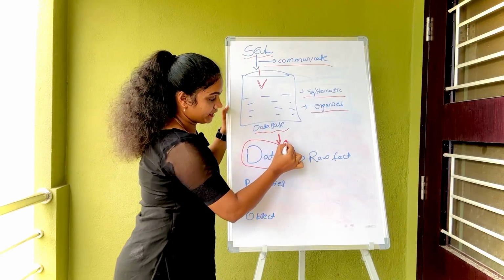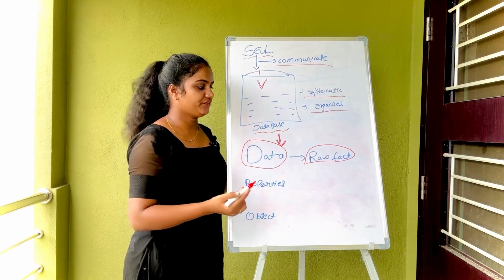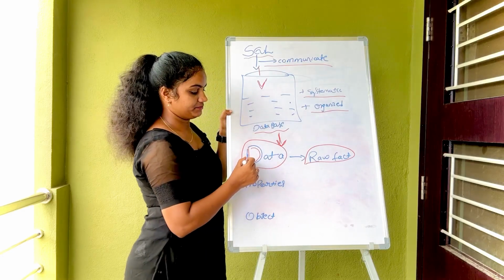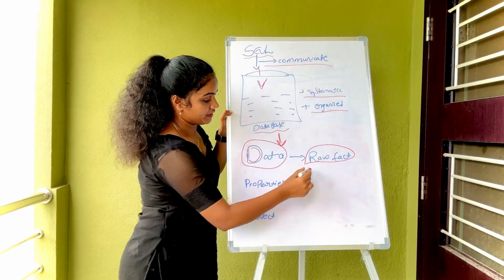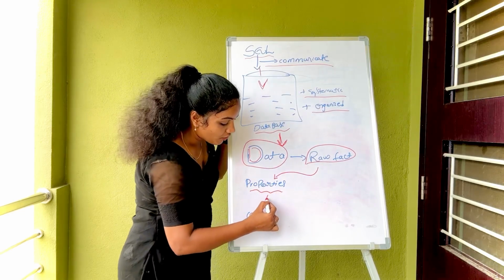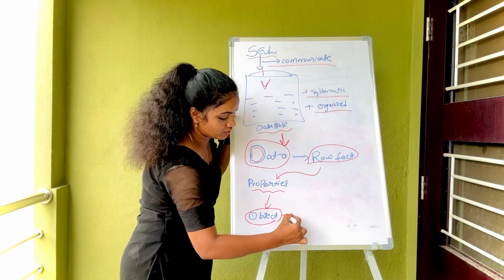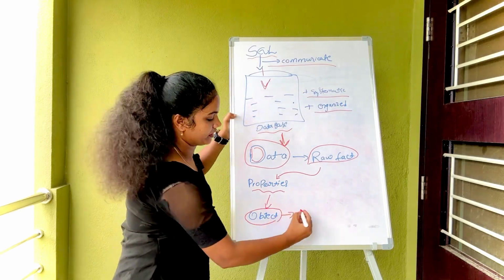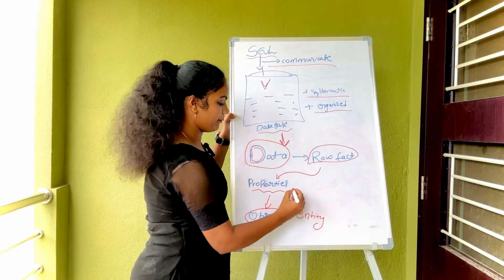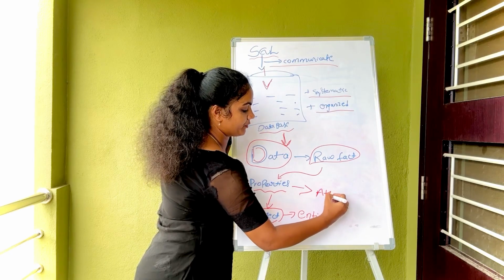And data is a raw fact that we can change. We can change the raw fact, right? So data is a raw fact which describes the properties of an entity, object. Object is also known as entity, and properties also known as attributes.